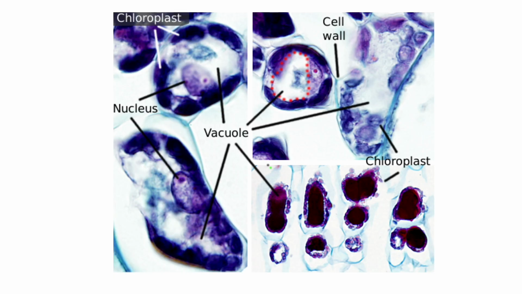This is a beautiful histology image showing plant cells, right? Here you can see chloroplasts and cell walls, but here are also vacuoles within those structures.